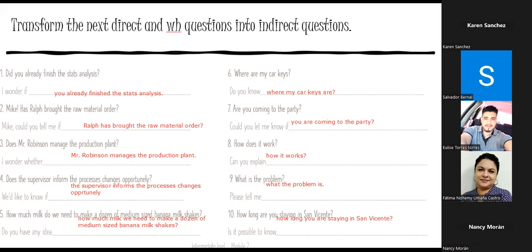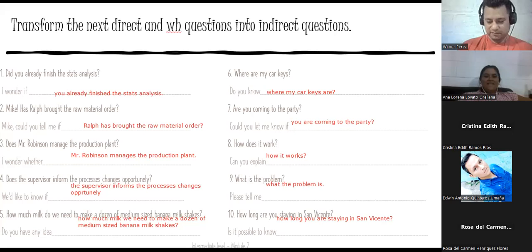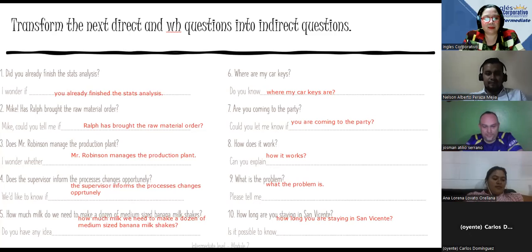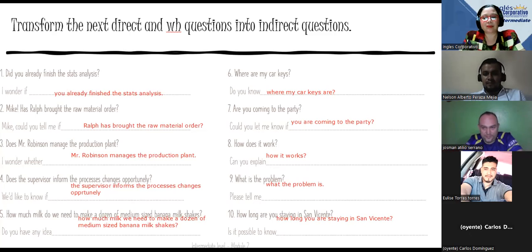Vaya, vamos a ver entonces. ¿En cuál vamos? Discúlpenme que me desubiqué un poco. Number nine. What is the problem? What is the problem? Y luego, ¿cómo sería la indirecta? Please tell me what the problem is.